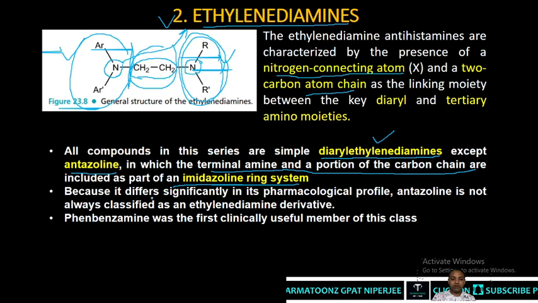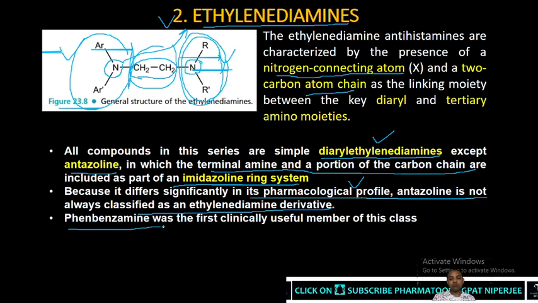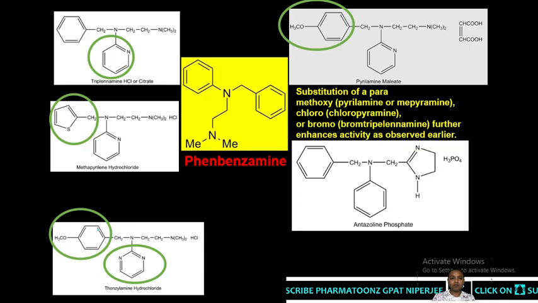As antazoline differs significantly in its pharmacological profile, antazoline is not always classified as an ethylenediamine derivative. Because its pharmacological profile also varies, and phenbenzamine was the first clinically useful member in this class. So in the ethylenediamine class, phenbenzamine was the first drug. Now let us see the structure. This is the structure of phenbenzamine. It was the first drug in this class.